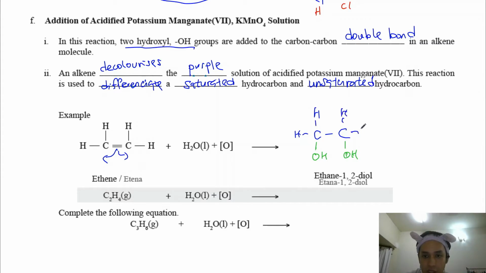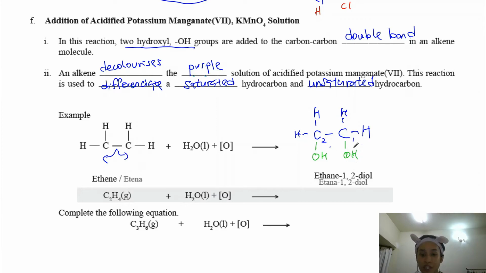Okay, so this one is the addition reaction of potassium manganate solution. The name, again: this one can be labeled as carbon 1, and this one is carbon 2. That is why, if you look at the name, it is ethane-1,2-diol. In other words, remember the number refers to the position of the carbon atoms that the groups are attached to. Since I'm attaching a hydroxyl group to the first carbon and also to the second carbon, that's why we put the numbers 1, 2.